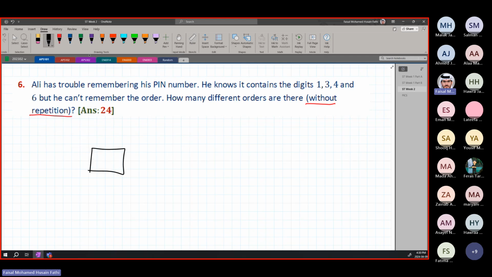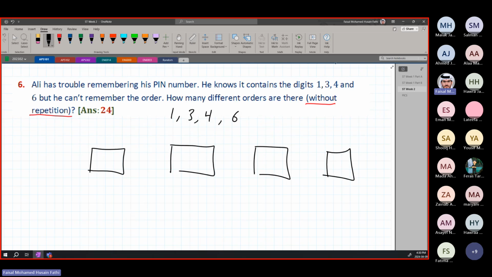So you have a 4-digit PIN code, and you have to choose from these 4 numbers: 1, 3, 4, 6. All right, he knows that his code has these numbers in it, but he doesn't remember the order of them. So we're going to choose from these 4 numbers, and he knows none of them are repeating. So we cannot have the code to be like 4, 4, 3, 1, for example. This is not right because there's nothing repeating.